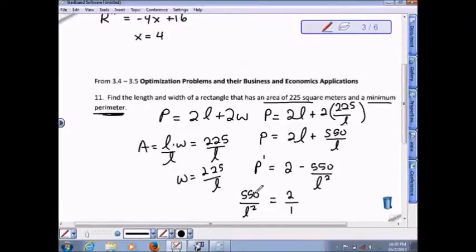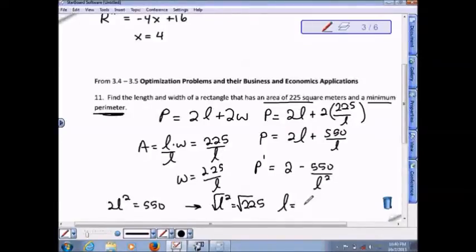This is what's called a proportion, where we have a fraction that equals a fraction. One way you can solve a proportion is by cross-multiplying. So multiply those together and set them equal to each other. We're going to have 2L squared is equal to 550, which means that L squared is equal to 225. You square root both sides, and L is, technically, plus or minus 15, but because these represent lengths and widths of rectangles, we consider the feasible domain, which is positive numbers. So the length is equal to 15.